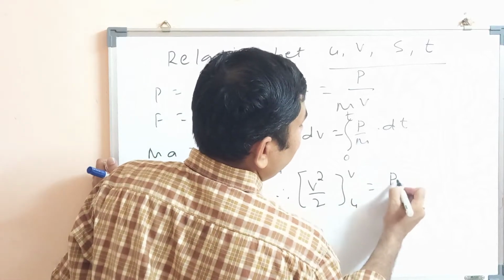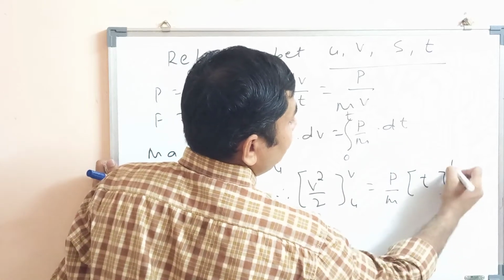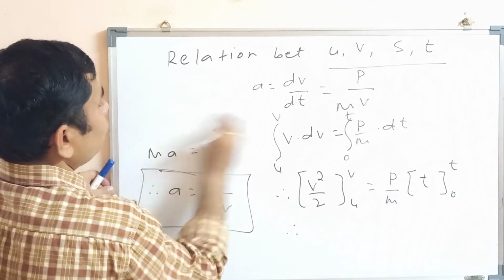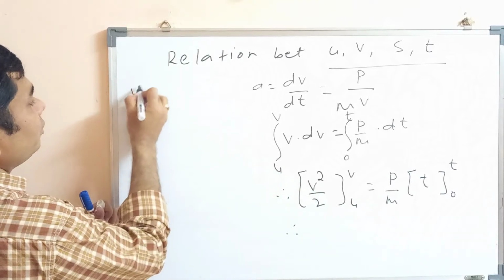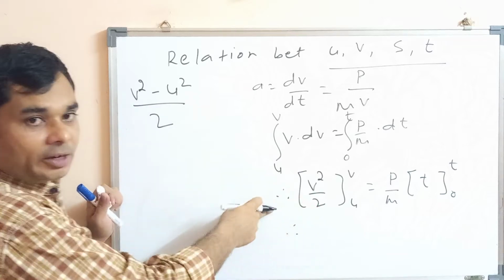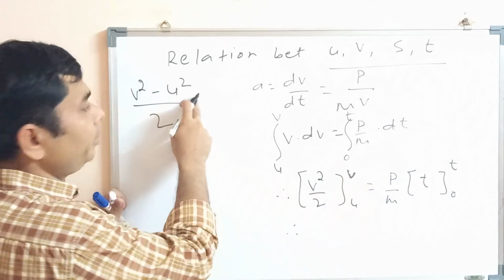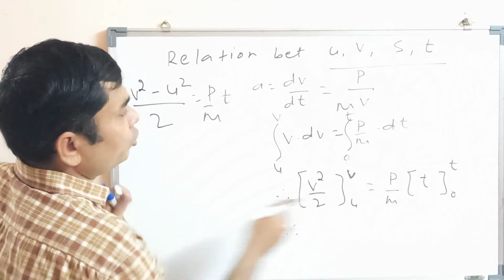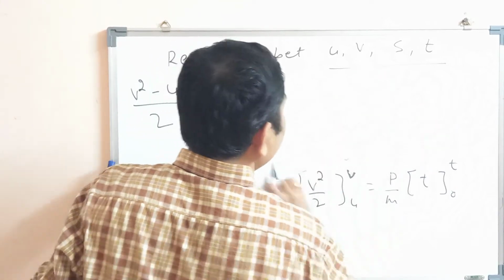This is equal to P by M. What is the integral of 1 dt? T. Limits डालेंगे 0 to t. So therefore यहाँ पे लिखता हूँ ताकि आप लोग बाद में रेफर कर पाए इसको. So I'll put the limits: v square minus u square upon 2. 2 तो कांस्टेंट है, बाहर निकाल लेंगे. अपर लिमिट minus लोअर लिमिट. This is equal to P by M into upper limit is T minus lower limit is 0. So this is the first relation that we get between U, V and T.